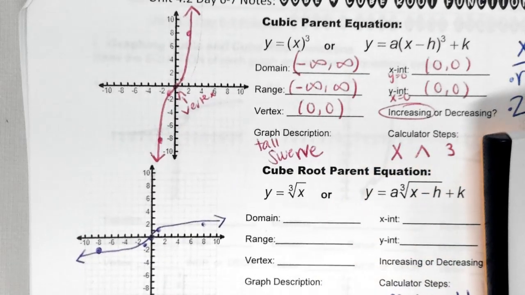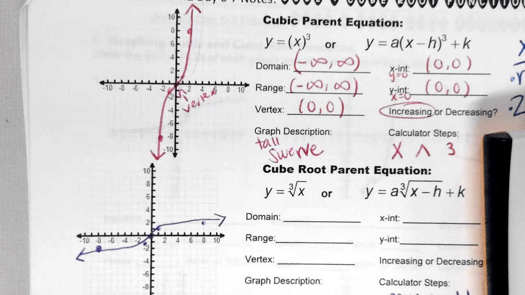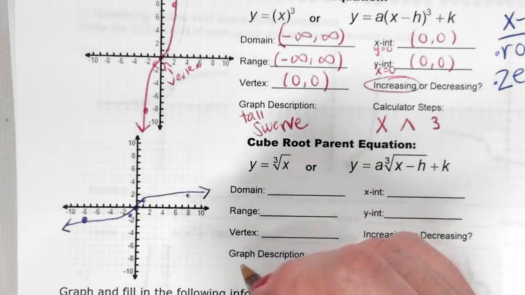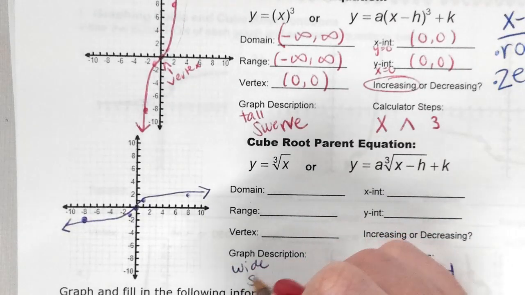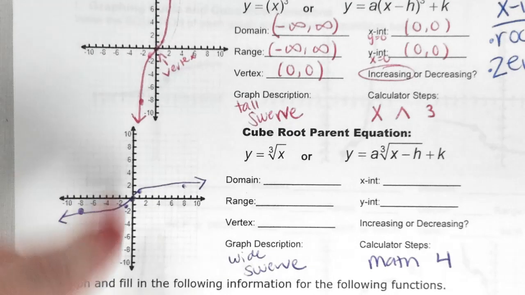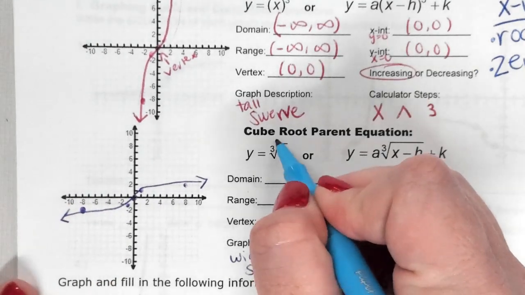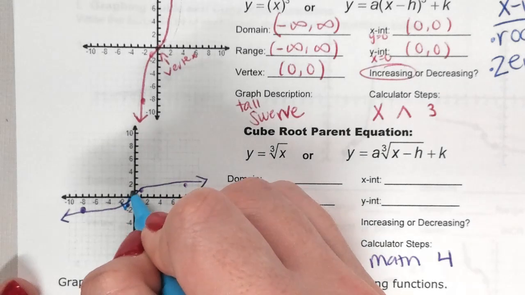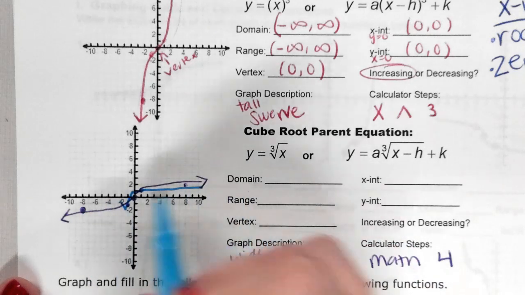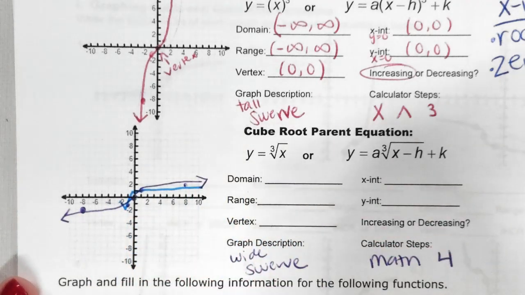What do you notice about the two graphs? They're the same shape, just a different direction. So this is a swerve as well, just a wide swerve. One thing I like to say is that when you're trying to decipher between the two equations, this is a cube root, right? Isn't this kind of the shape of a root? Do y'all see what I'm saying? That's how you know. If it's wide, it's the shape of a root, and that's how you know it's a root, not a cube.